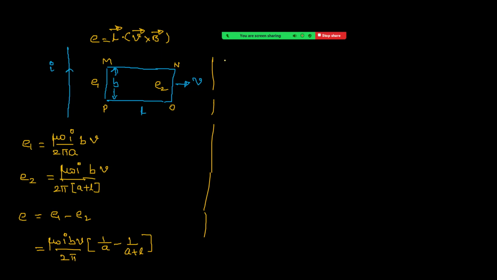So the calculation is now μ₀IBv upon 2π times (A + L − A), where L is the length, which is A into (A + L). That is the net EMF induced. But now he's asking to calculate the same thing using Faraday's law also, right?